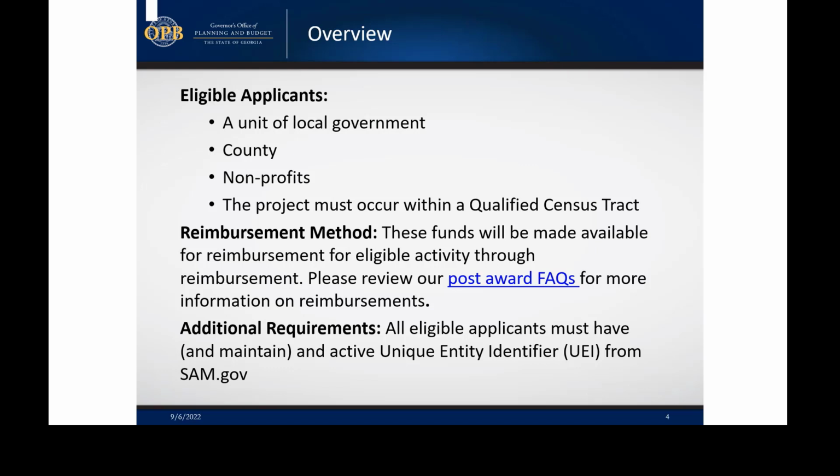All eligible applicants must have and maintain an active unique entity identifier, which we call a UEI, from sam.gov. I just want to preface this with: they still have a pretty significant backlog. So if you anticipate applying for these funds at all, please go to sam.gov today. It is my understanding that when you do apply for these, although it may not be active, they at least give you that UEI.